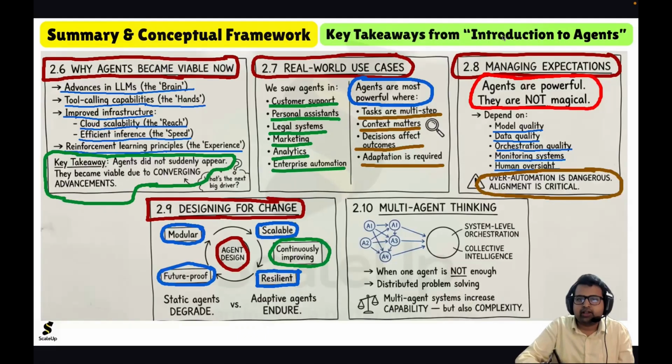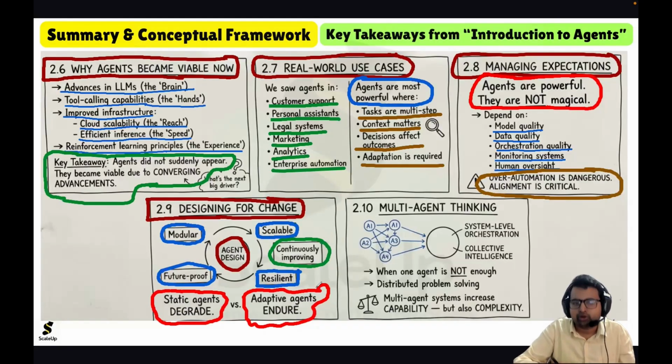We keep on evolving, iterative design. So a very good insight: we saw that static agents degrade. Static agents are those which will not improve with time, which will not learn or adapt, and which are not future proof. And adaptive agents are those which are future proof, which will continuously improve, and adaptive agents will endure.